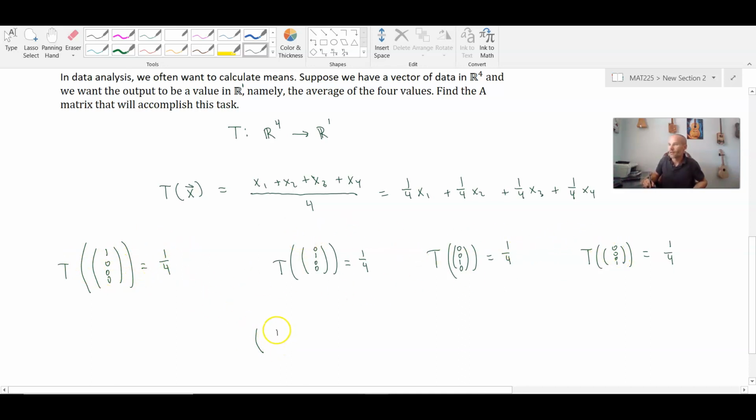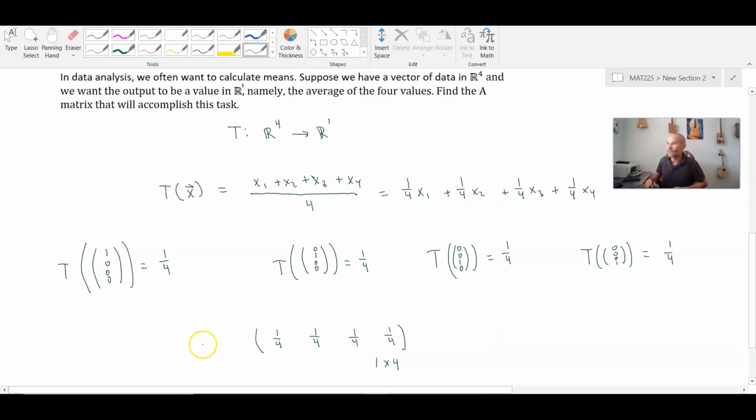So the first column is going to be 1/4. The second column is going to be 1/4. The third column is going to be 1/4. And the fourth column is going to be 1/4. And this is once again a 1 by 4 vector. It has one row and has 4 columns.